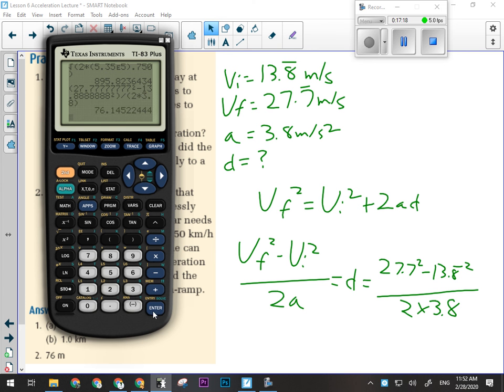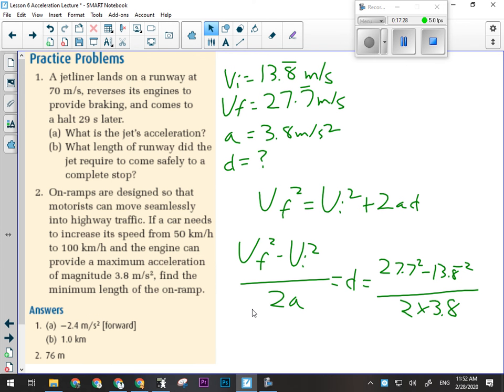All right, so we're looking at an on-ramp that's going to be 76 meters long. And that will allow cars to get up to speed before they have to merge. All right, everybody okay with the use of that formula?